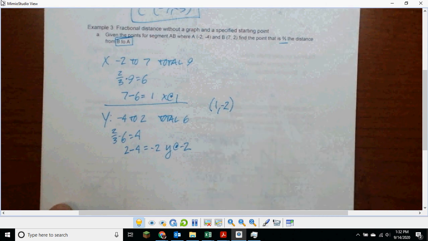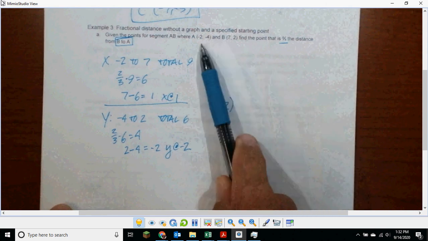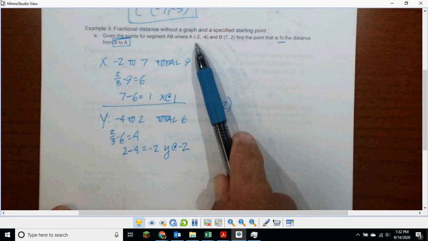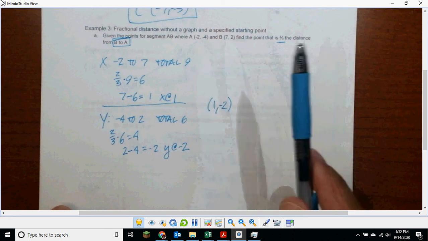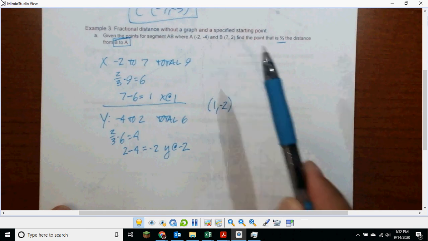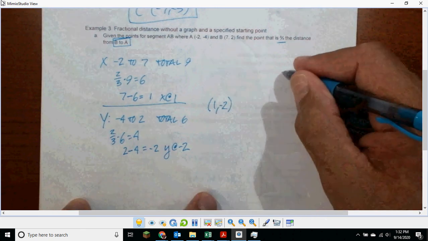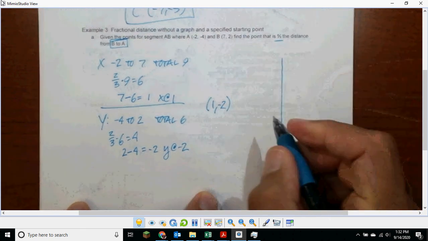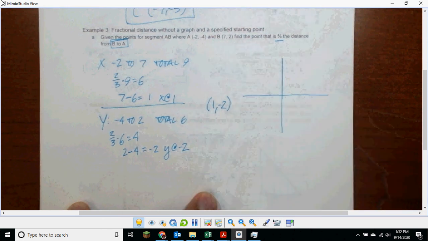If I look just from a numerical standpoint, 1 is between -2 and 7, and it's closer to -2 than it is to 7. That's good. -2 is between -4 and 2, and it's closer to -4 than it is to 2. So that seems good. Final trick that I would recommend is actually to sketch out the points on a coordinate plane.